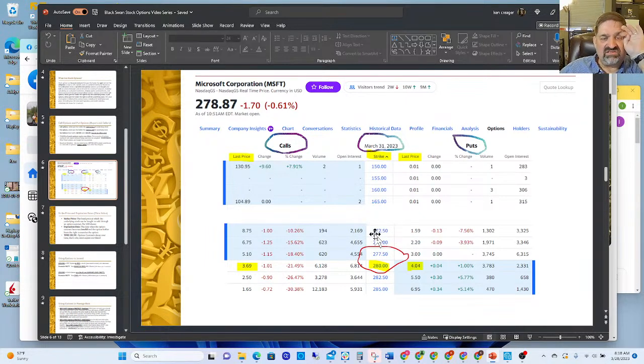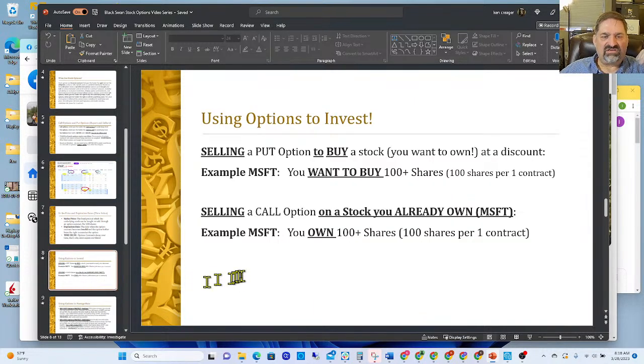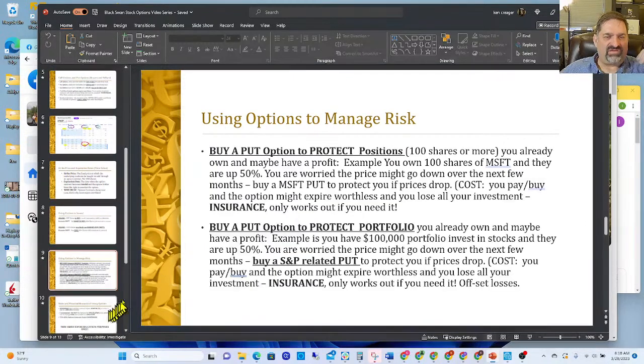For example, if you have stocks that you already own and they're sitting in your account, and as the stocks go up, or even if they're just going flat, you just sell calls. They're called covered calls, and you sell them to get some money. That will reduce your cost basis.